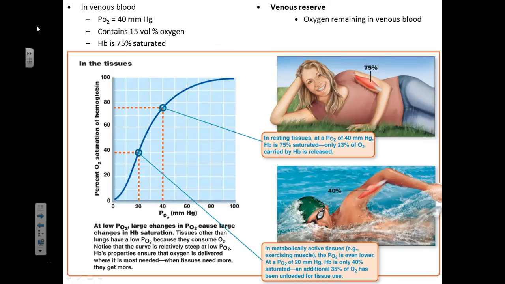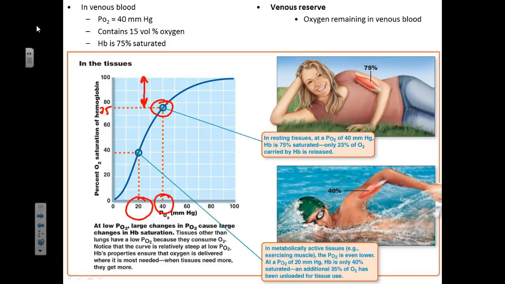So now let's see the adaptation to the exercise. This is your normal partial pressure of oxygen in the tissues, and this is saturation of hemoglobin. I'm going to remind you it's 75. So which percentage is being unloaded? 75 left, 25 is being unloaded. One quarter of all oxygen that your blood carries is actually unloaded into the tissues. Does that make sense?